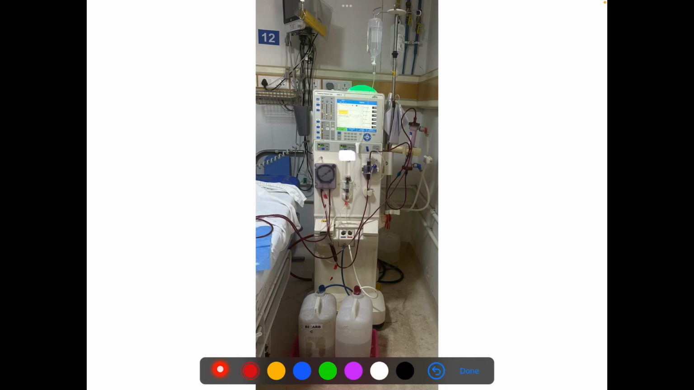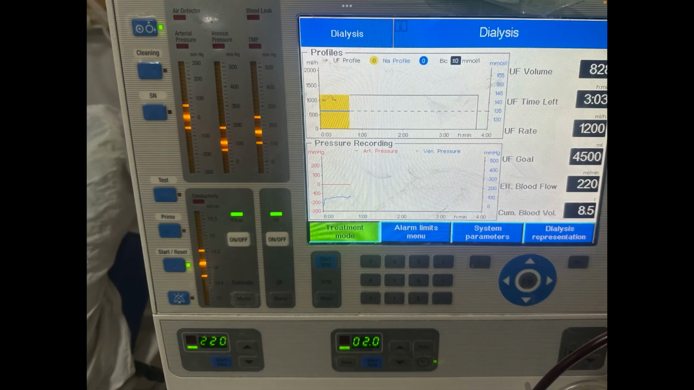Okay, so these are the parts of the dialysis machine. One is your blood circuit, one is your dialysate circuit. So we are clear about that. Now we'll go to the next picture. Now coming to the panel. Okay, so these are the display panel.